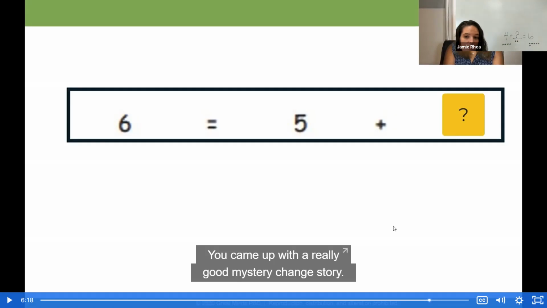Another way we could have solved it, I can come over here to my 6 dots and I can circle 4 of them. Now I can look and see how many did I not circle? Just 2. So let's try 4, 5, 6. So your mystery number should be 2. Nice job, guys.